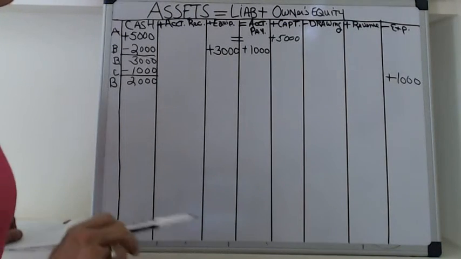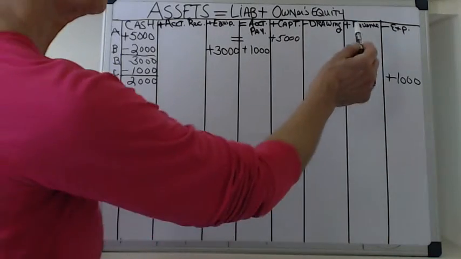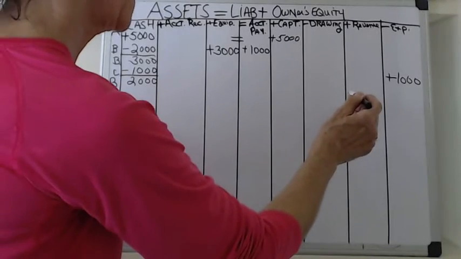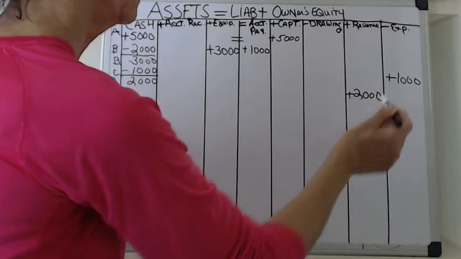Okay, now he got some work. He got a job. He was going to paint a house. And he painted the house. He did the work for the customer, and he charged the woman or man $2,000. So he earned it. So under revenue, I'm going to add $2,000 to the revenue column.